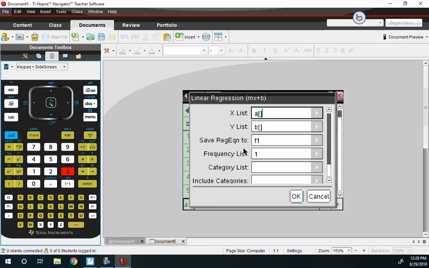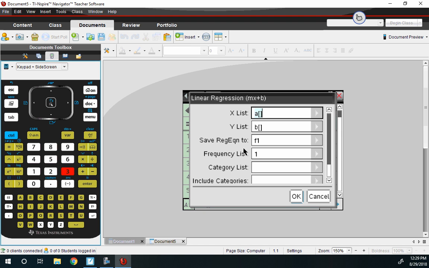Okay, so we choose this linear regression option. If you highlighted the lists, the X list is already going to be populated with column A. Do you see that? If you hadn't highlighted the list, this column A thing wouldn't be there. If you didn't highlight column B, that thing wouldn't be there. Everything's okay. It's all good. It's going to save the equation to the function f1. And so let's go ahead and get to OK.